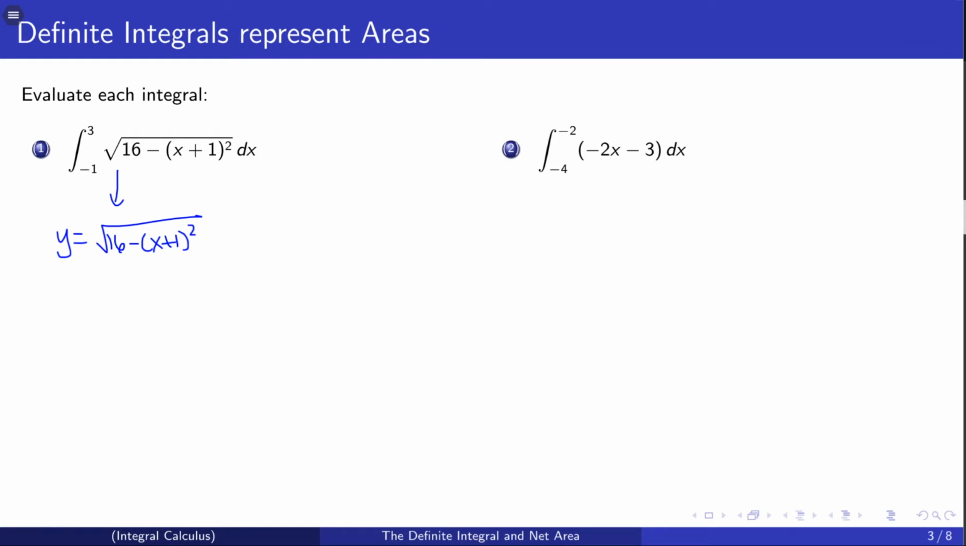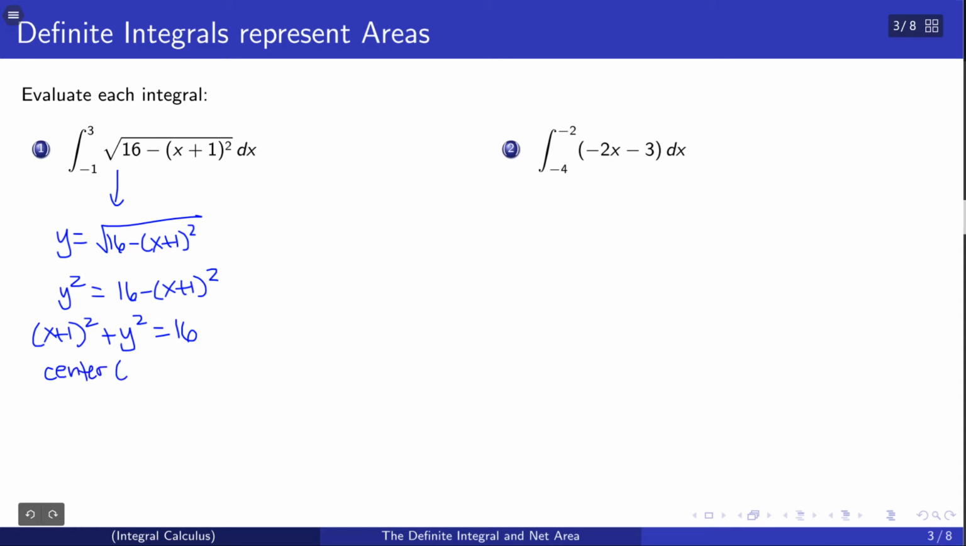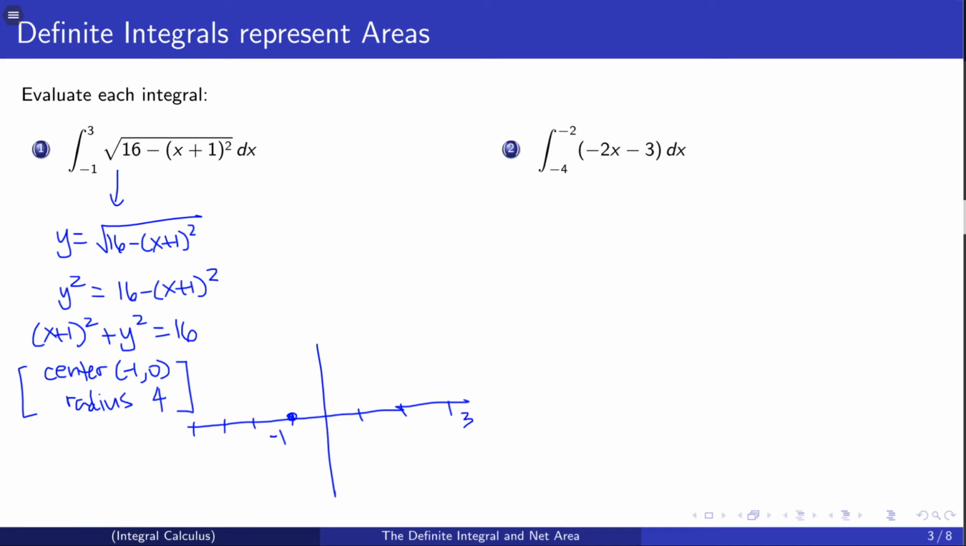Well, that looks like a circle, right? It's not immediately apparent when you look at it with the square root, but if you square both sides and rearrange terms, you definitely see that it is the equation of a circle with center at (-1, 0) and radius 4. And so we know what the graph looks like. That's -1. And 3 is here. And this is the positive square root.